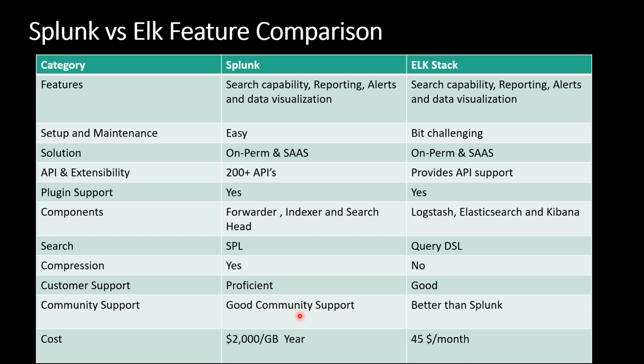Community support is something where you will Google and find the answer. In that, ELK is better. From a cost perspective, if you take the cost comparison, per GB per year they will charge around $2,000 for Splunk, whereas for the ELK Stack it will be only $45 per month, so around $500 or $600 per year per GB. So this is the comparison of ELK and Splunk.